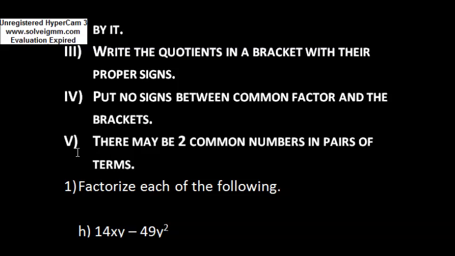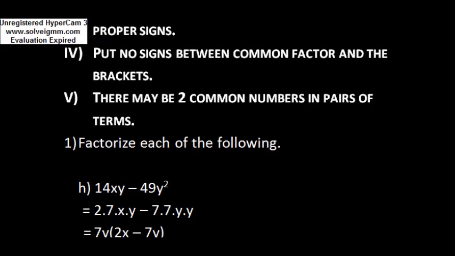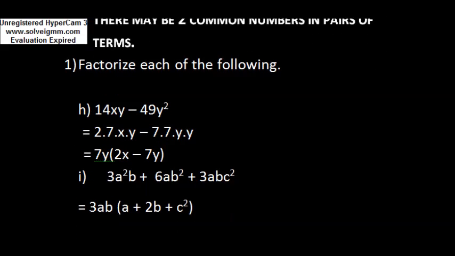Number 5. There may be two common numbers in pair of terms. For example, if we have 4 terms, in that case, you will take out a common number in the pairs. Now I will apply all these rules in my exercise also. We are starting exercise 3D, question number 1. Factorize each of the following. Part H. 14xy minus 49y square.